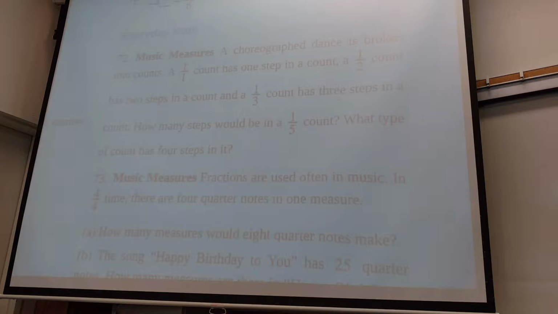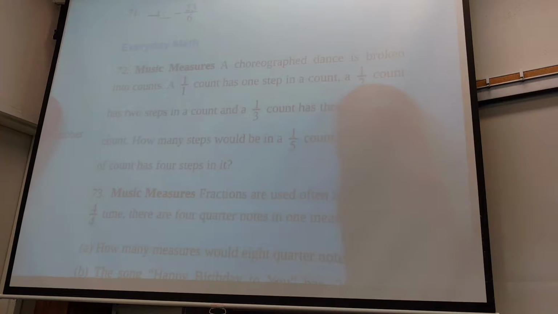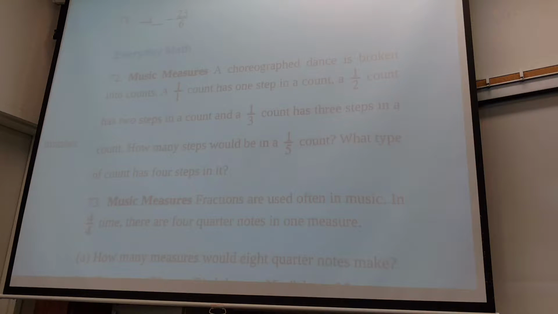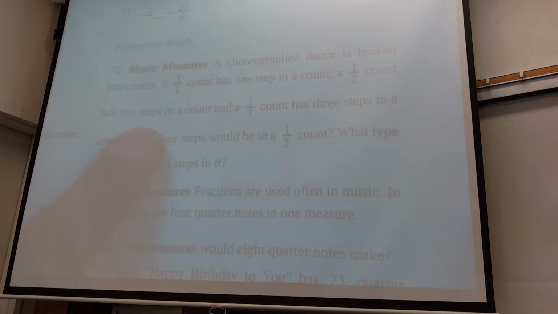Yeah, this one's not as evil as it looks. One count has 1 step, and a 1/2 count has 2 steps in the count. So how many steps would a 1/5 count have? 5 steps, right? Yeah. And so 5 steps, and then what kind of count has 4 steps in it? 1/4. Exactly.